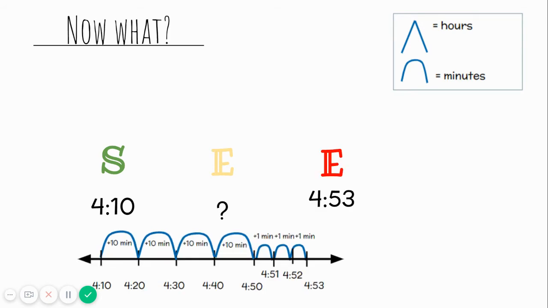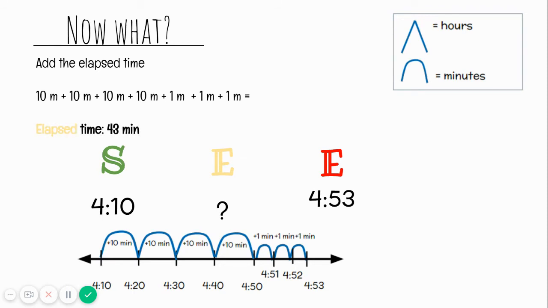Now I calculated my elapsed time. I'm going to add the elapsed time, so all of my hills there, 10 minutes plus 10 minutes plus 10 minutes plus 10 minutes plus 1 minute plus 1 minute plus 1 minute. If I add them all up, it gives me 43.